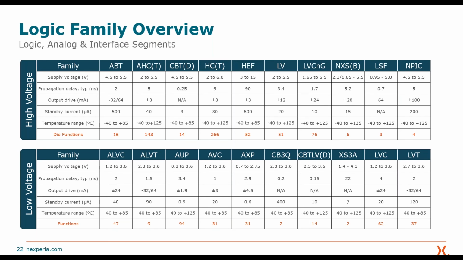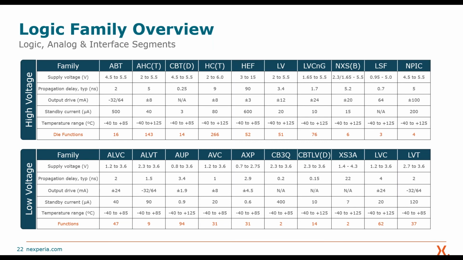In the high voltage family, our most popular family is HCT, which has output drive capability of plus minus 8 milliamps and propagation delay of nine nanosecond. It is paired with ABT, which has combined features of CMOS as well as bipolar to achieve very high drive from minus 32 milliamps to 64 milliamps and a high speed with propagation delay of 2 nanoseconds. Currently, we are also seeing that the LVC family, their demand is growing in the automotive market, specifically because of the speed requirement.